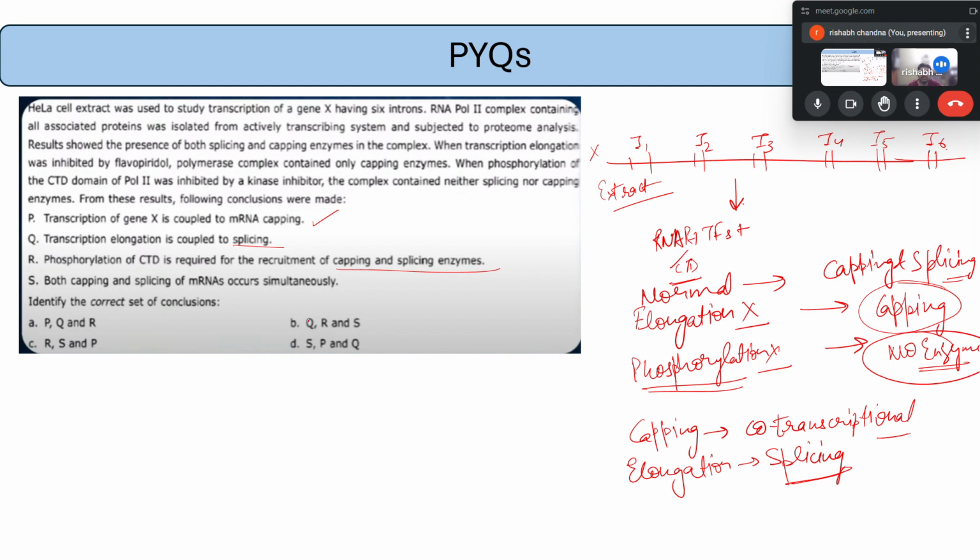Both capping and splicing of mRNAs occur simultaneously. No, this cannot happen, because during the elongation part, only the splicing happens. So these things are not being told in the question itself. So option S is false. Okay, identify the correct set of conclusions. So P, Q, and R are correct. So the correct option is option A, because capping and splicing do not occur simultaneously.